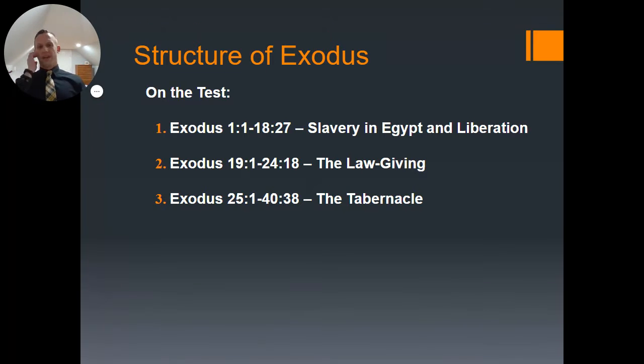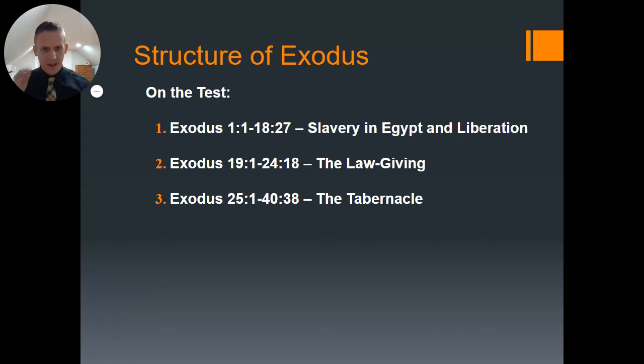Right? And then after that, 25 to 40 is going to be instructions about the tabernacle. And we'll look at that later. We'll look at that next quarter. Hopefully we'll be able to watch a video. I've got to figure out how to do that logistically.